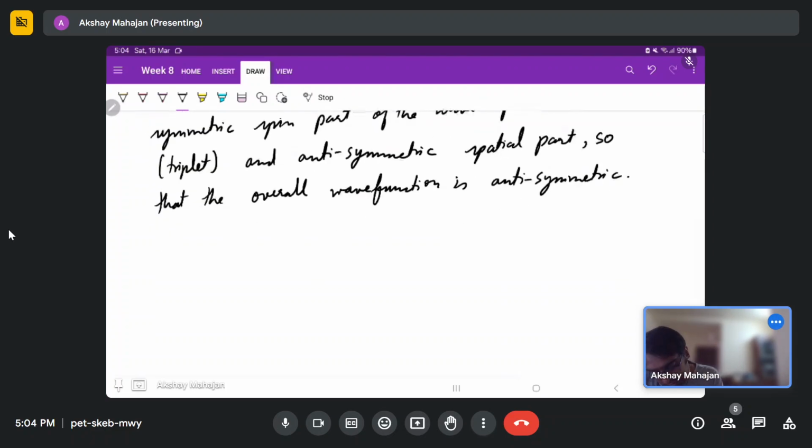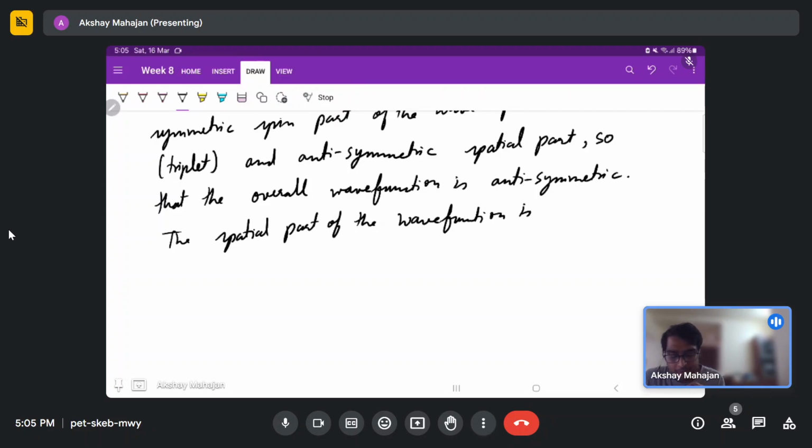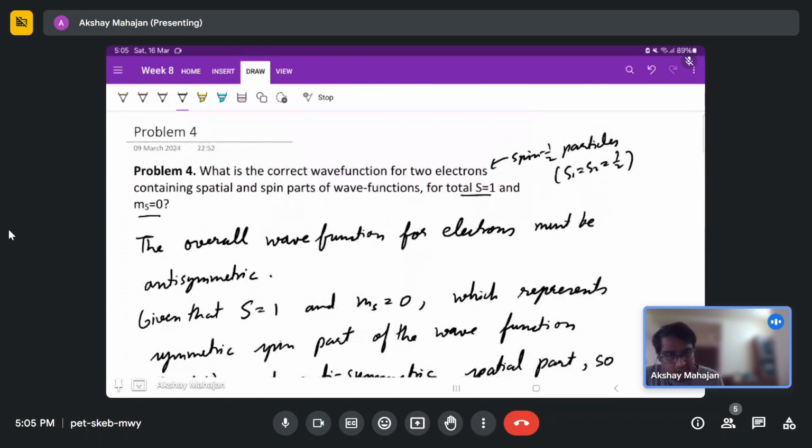The spatial part of the wave function: since capital S equals 1, we know that this will be one of the triplet states. So we have to make an antisymmetric spatial part, and then you will need this MS equals 0 value to know the exact spin part. Because for capital S equals 1 you can have MS equal to -1, 0 and +1. So it could be any of these symmetric spins, but it is given that MS equals 0.